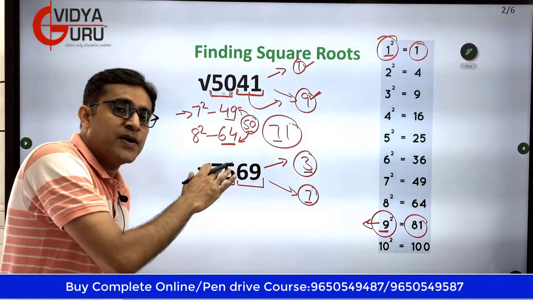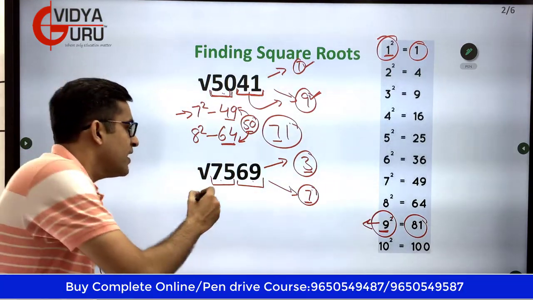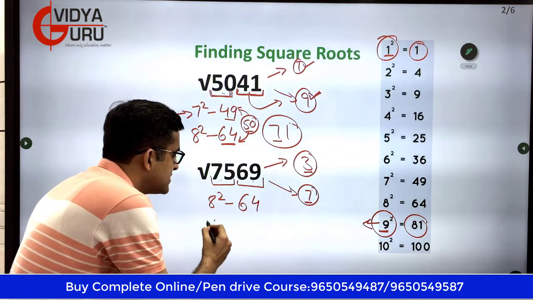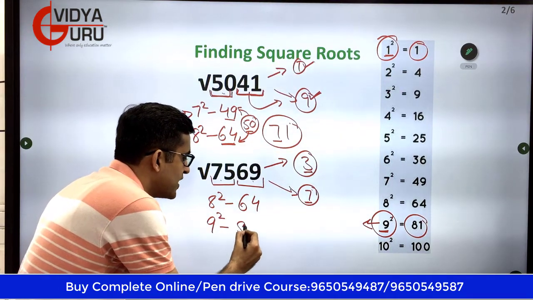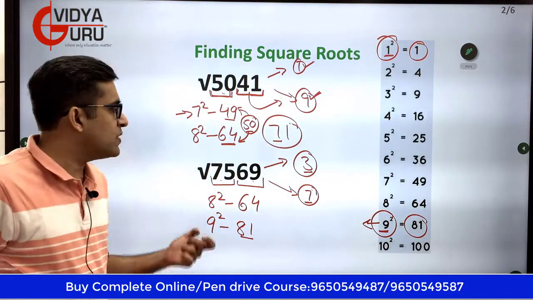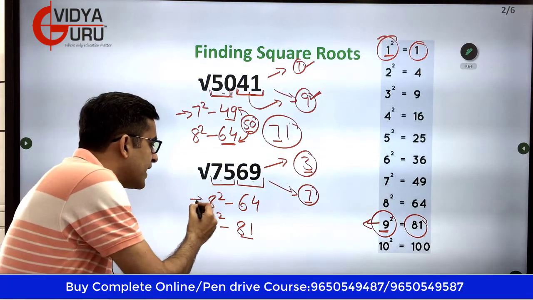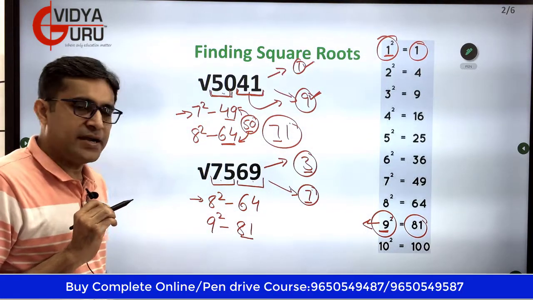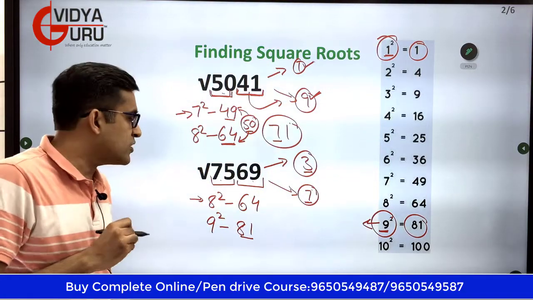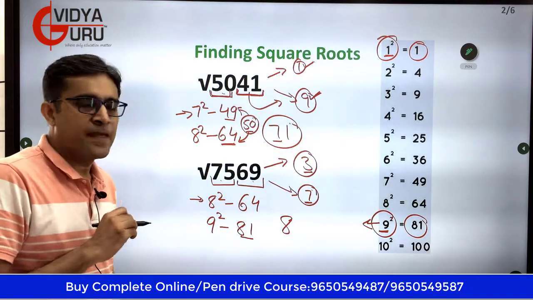Think about the perfect squares before 75 and after 75. 8 square is 64 and 9 square is 81. 81 will overshoot 75, so I will have to go with 8. I cannot have 9. Got the point? So the first digit is 8.